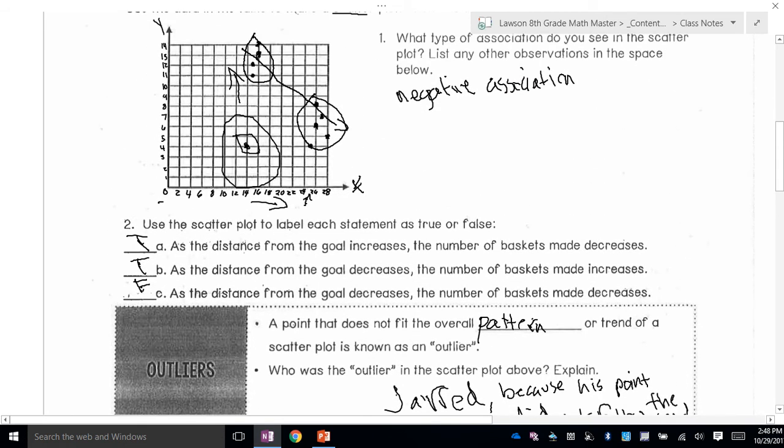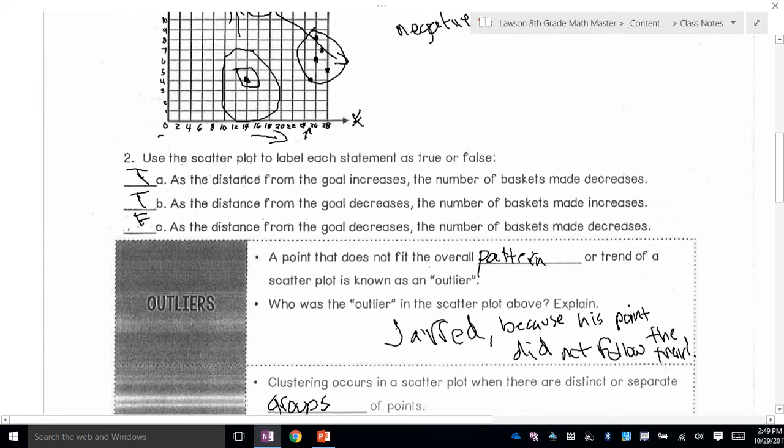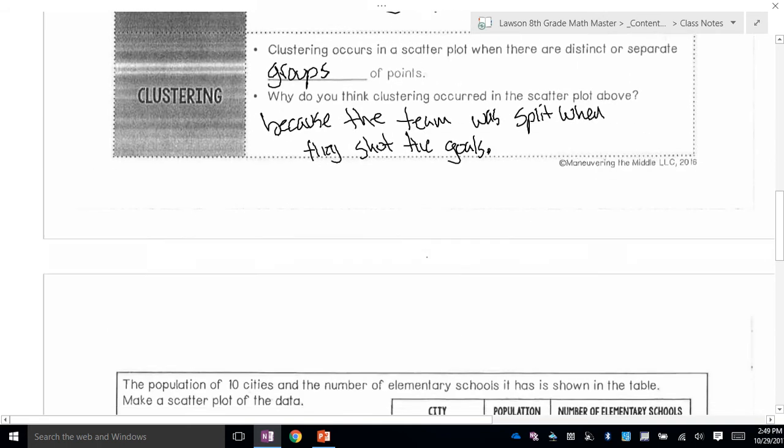As we get further away from the goal, we can make fewer of our shots, right? As we walk closer to the goal, we make more shots. And then we can even see kind of what was happening whenever they were collecting their data. Half the team shot far away, half the team shot close. And then we can also tell that these other guys are pretty consistent, but Jared might want to go practice a little bit more, because even though he was standing close to the goal, he was our outlier because he didn't make very many shots. Okay? Very good.